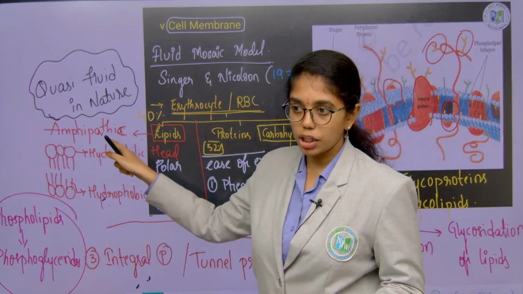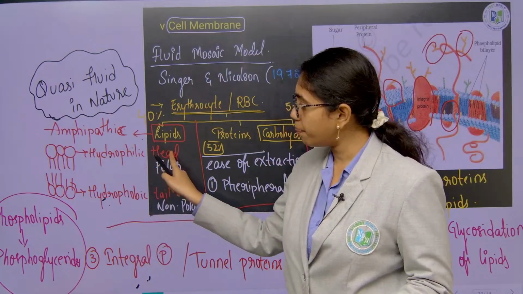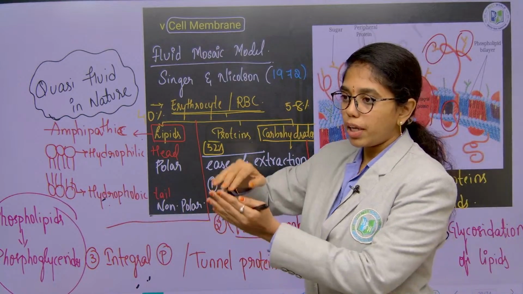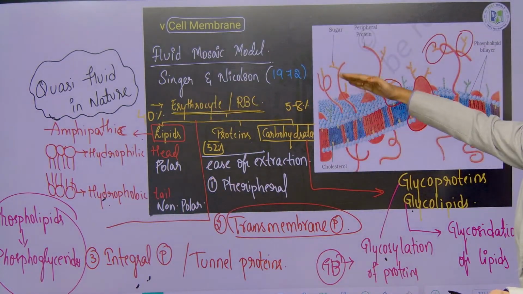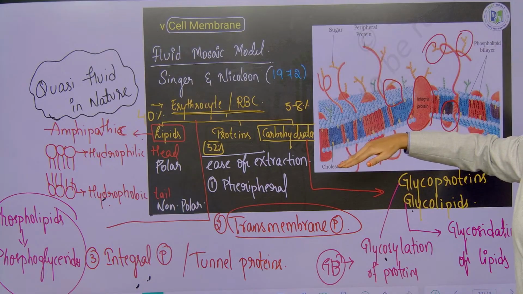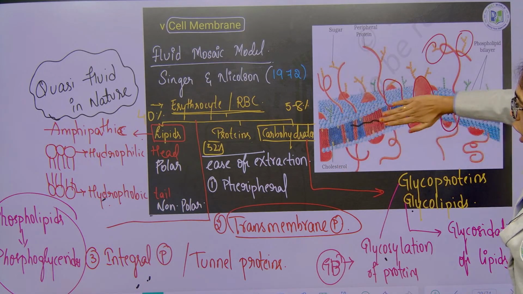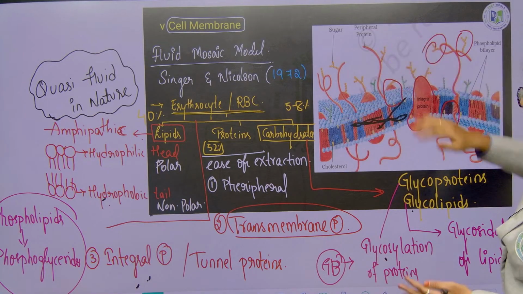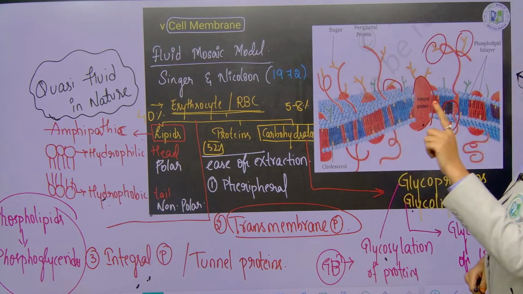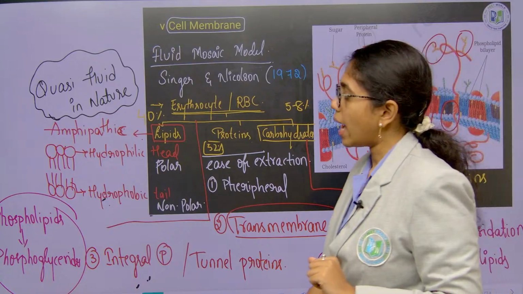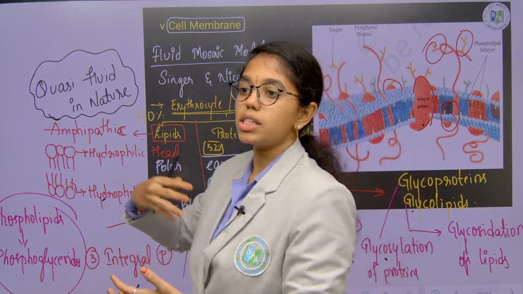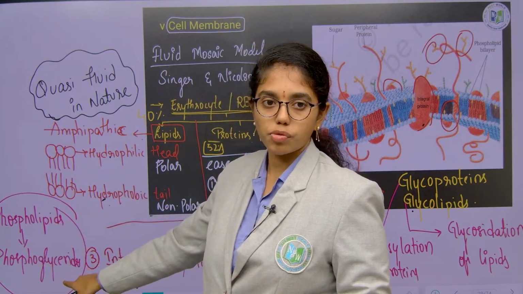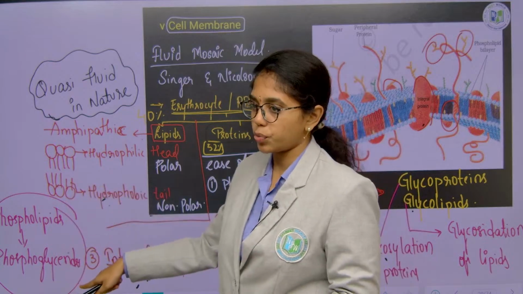Lipids are amphipathic in nature because they have a hydrophilic polar head and a hydrophobic non-polar tail. The hydrophilic polar heads are on the outer side, protecting the hydrophobic non-polar tails from the aqueous environment. Which lipids are in the highest percentage in the plasma membrane? Phospholipids, and in phospholipids, phosphoglycerides.